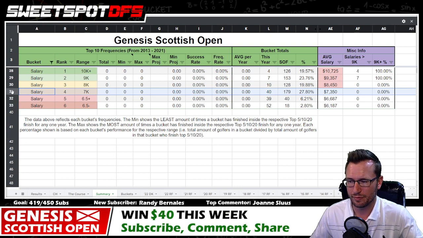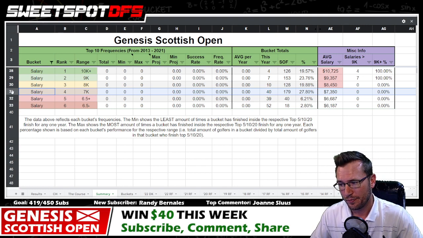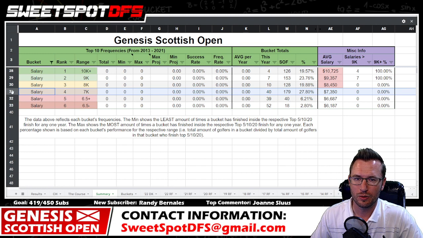7Ks, this is where most of our lineups live and die. I usually tell you want 2 7K golfers in your lineup just to start with anyways. I think 1 to 3 will be inside the top 10 in the 7K range. So I definitely think you want a 7K golfer in your lineup, and up to 3 is doable.